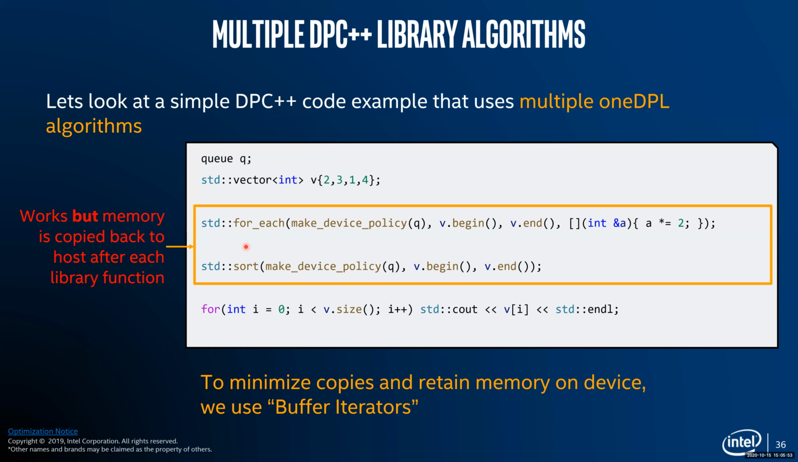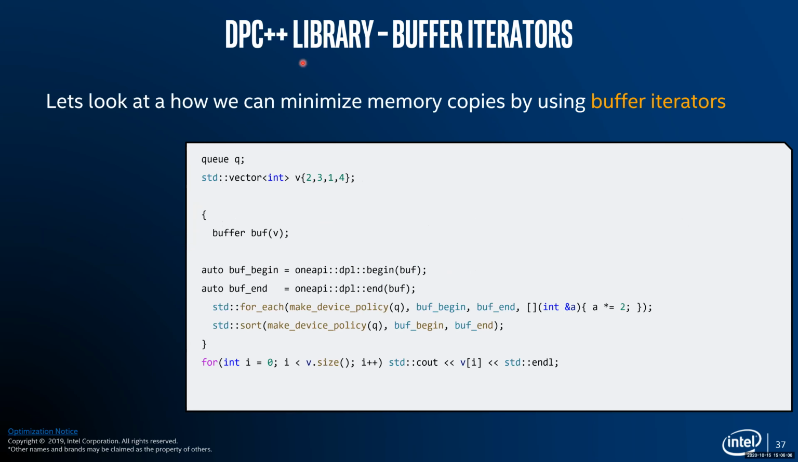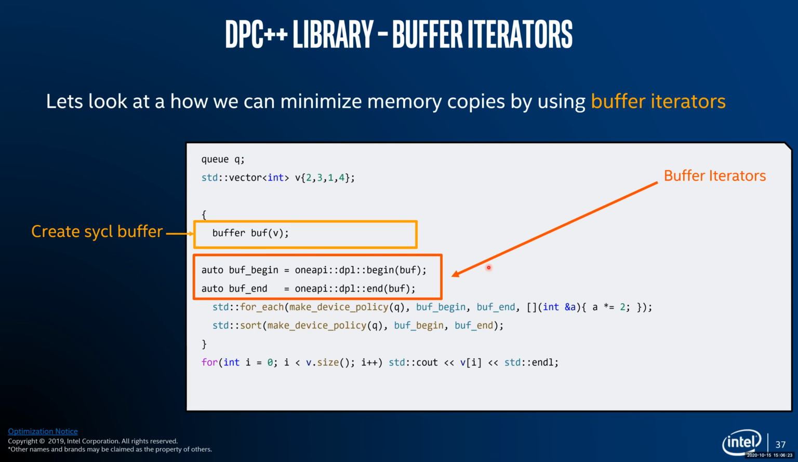To minimize these copies, we have something called buffer iterators. Okay? This is important to use when you want to optimize your applications to limit the number of memory transfers. So let's look at this example here. It's the same example where we initialize a vector with values 2, 3, 1, 4, and we create a buffer in this case, right? And then we create what are called buffer iterators, where we create buff_begin, using the namespace oneapi::dpl and begin, and then include the buffer. So this will give the starting point of the buffer and the end point of the buffer.